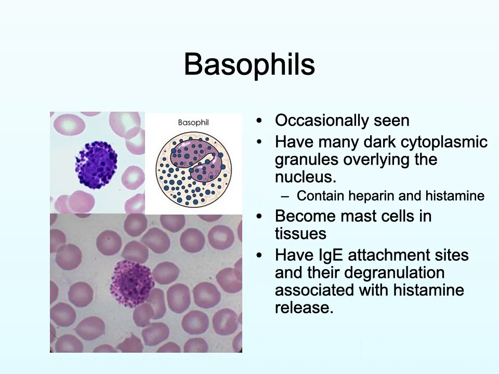Basophils. These types of white blood cells are occasionally seen, less than 3% in normal counts. They have many dark cytoplasmic granules, and the granules appear as overlying the nucleus. These granules contain heparin and histamine. Basophils migrate to tissues and become mast cells, and the cells have immunoglobulin E attachment sites and their degranulation is associated with histamine release.